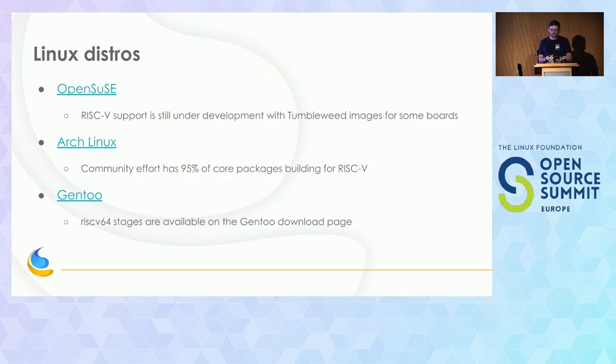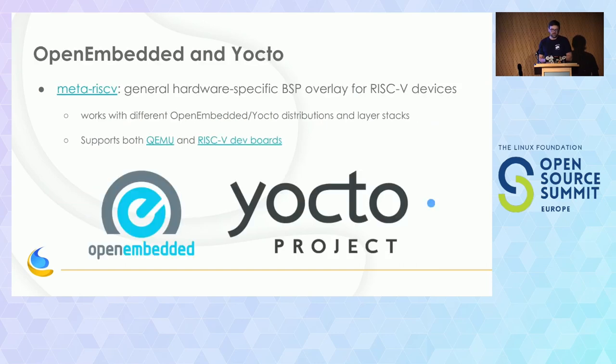OpenSUSE is also working on support, and they have Tumbleweed images for some of the development boards. There's a community effort at Arch Linux to build packages, and they're at 95% now. And Gentoo is also working on it. They have stages available for RISC-V 64. And if you don't need a full binary distro, there's support in OpenEmbedded and Yocto through the meta-riscv layer. That has support for both QEMU and several RISC-V dev boards.